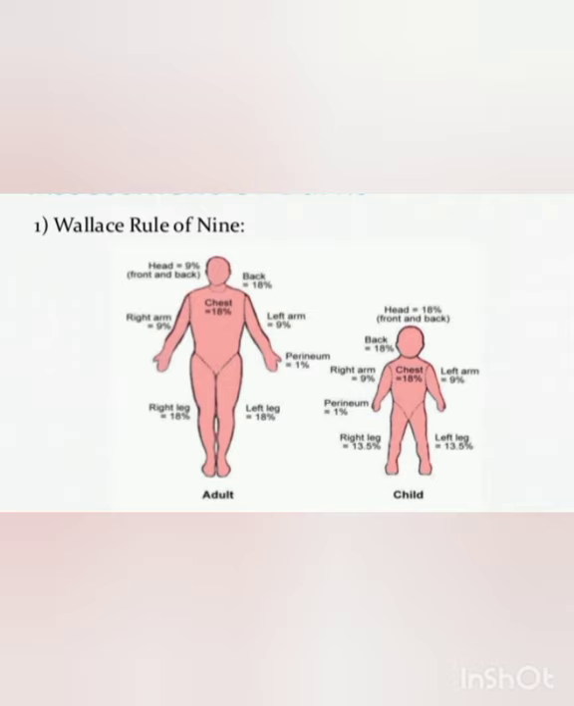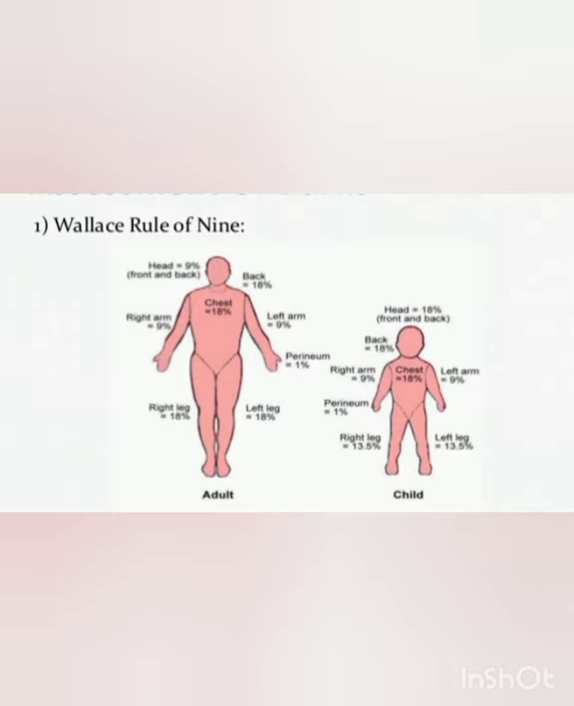According to the rule of nines, in adults we can calculate the surface area of burns. The head is 9%, the front and back are 18% each. The left arm is 9% and the perineum 1%. The left leg and right leg are 18% each, and the right arm corresponds to 9%.